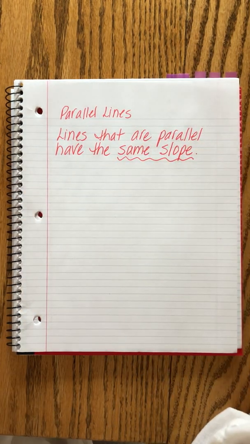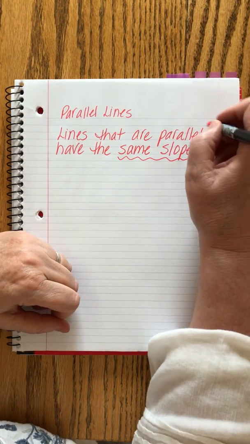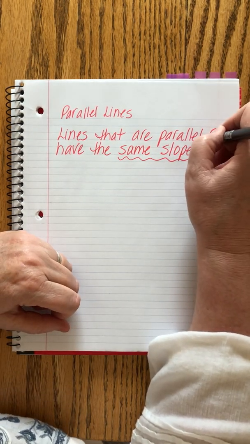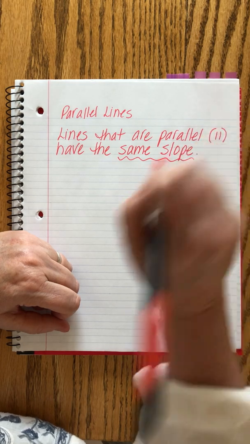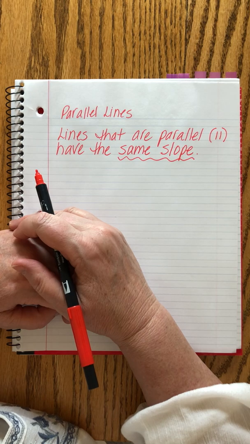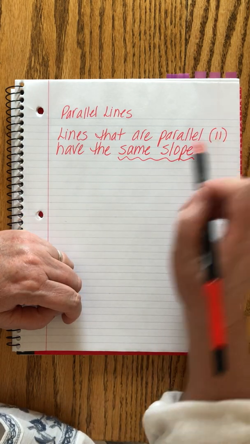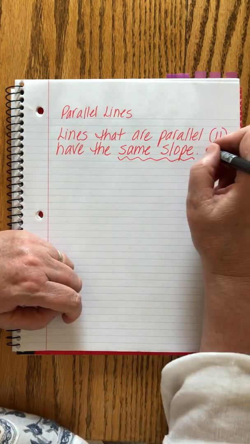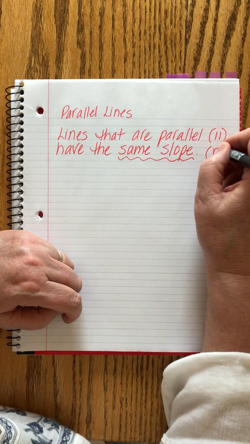Okay. Give you a second to finish your writing. Lines that are parallel have the same slope. Remember, the symbol for parallel lines is a pair of parallel lines. It looks like 11 in parentheses, but I'm really just showing you that symbol. Same slope is m.